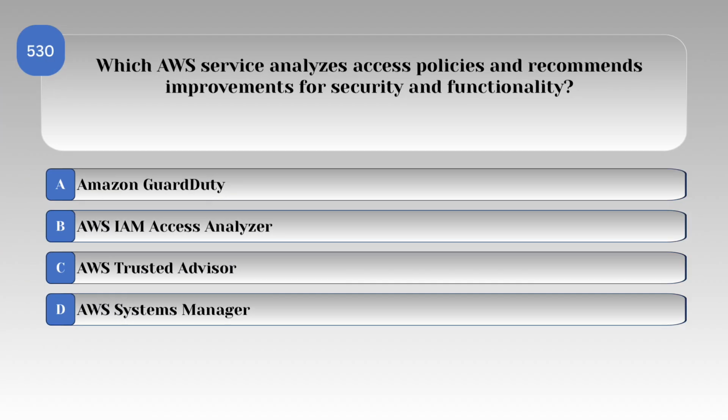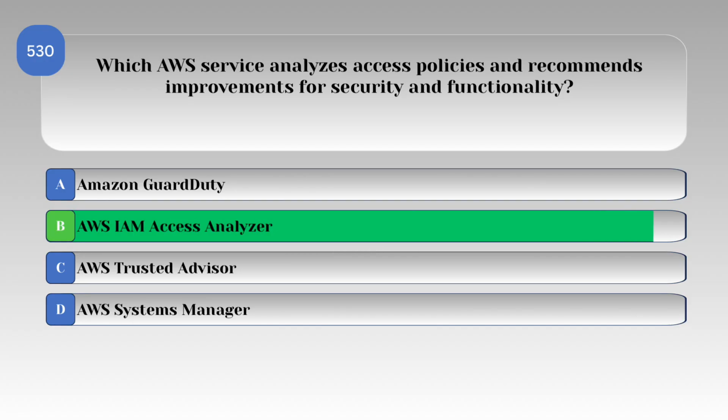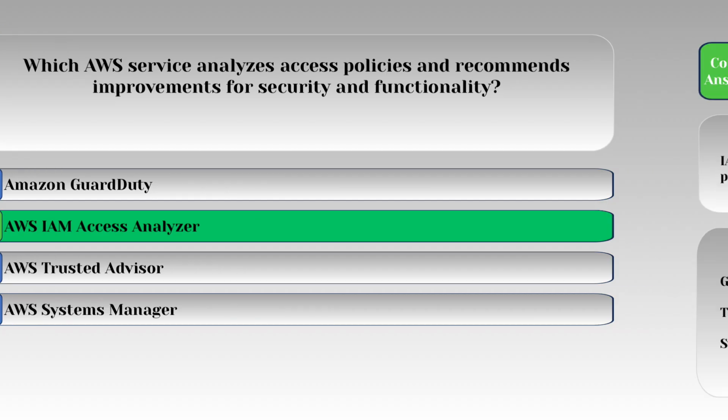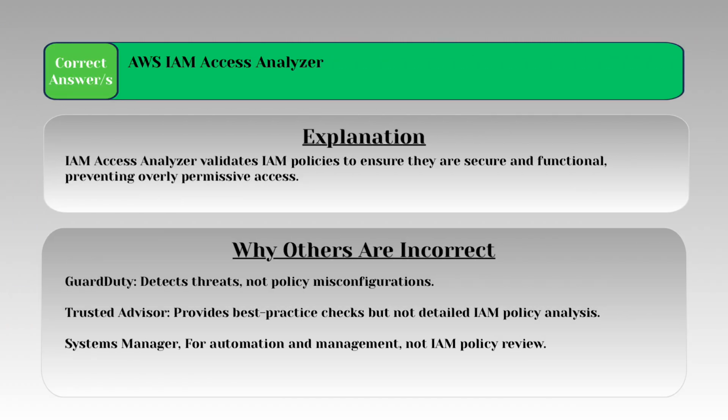Which AWS service analyzes access policies and recommends improvements for security and functionality? Correct answer, AWS IAM Access Analyzer. Explanation. IAM Access Analyzer validates IAM policies to ensure they are secure and functional, preventing overly permissive access.